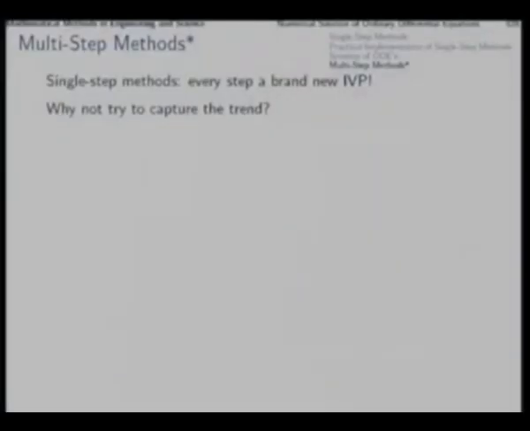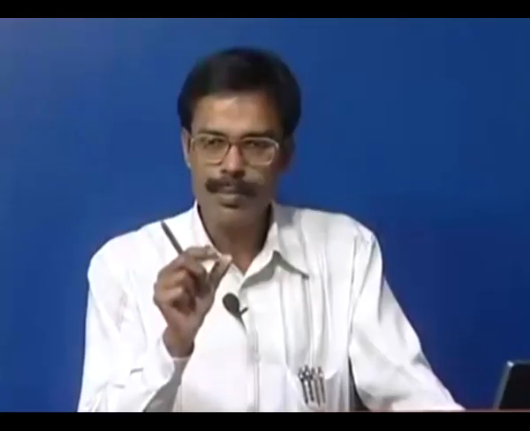Now, apart from these single step methods that we have discussed till now, there is a family of methods which use several earlier steps' results as well. For example, in a single step method, every step of h is taken as a brand new initial value problem, in which the current value is there, and from there we develop the slope function and take one step. Now, can we not try to capture the trend by learning from the history of several recent steps? That is what is done in multi-step methods.